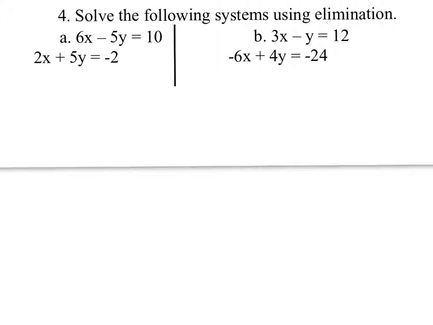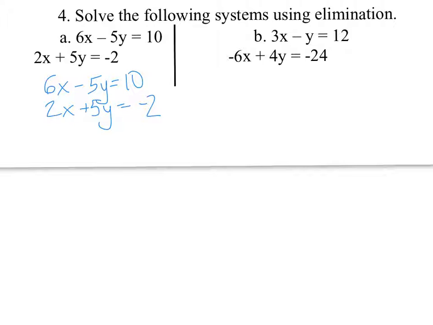So for A, what we want to do is line up these equations with x and y on top of each other, like so, and see if either of our variables will eliminate if we add or subtract the equations. So if we look at the x's, 6 and 2 will not eliminate, but if we add -5 and 5 together, the y variable will eliminate.